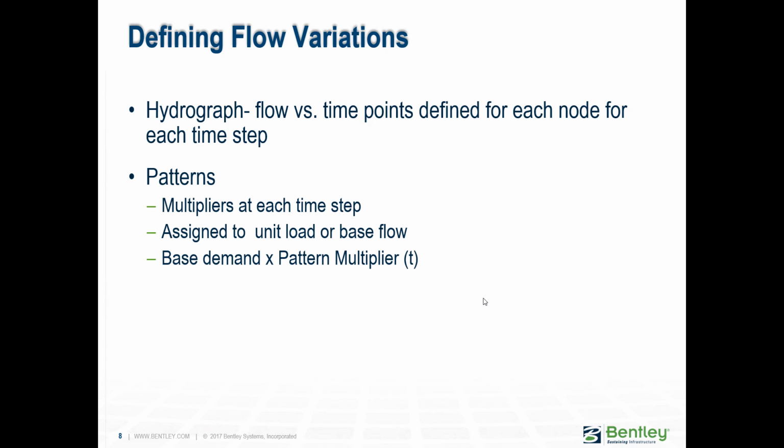Okay, so how can you define flow that changes in the program? You can input a hydrograph, which is a full flow versus time graph for each of your nodes. But that would require a lot of work to come up with a full hydrograph. So what most people do instead is they set what we call an average flow, similar to what you would already have in your steady state, and then apply a unitless pattern to that average load.